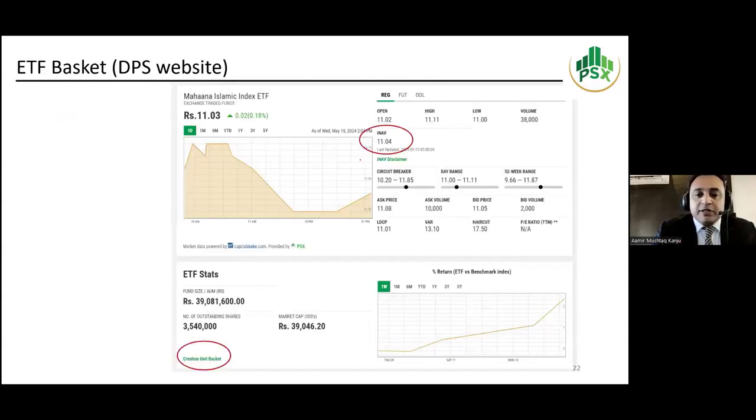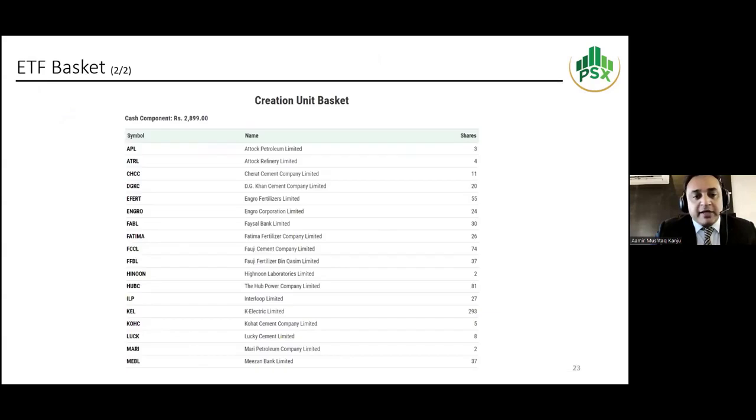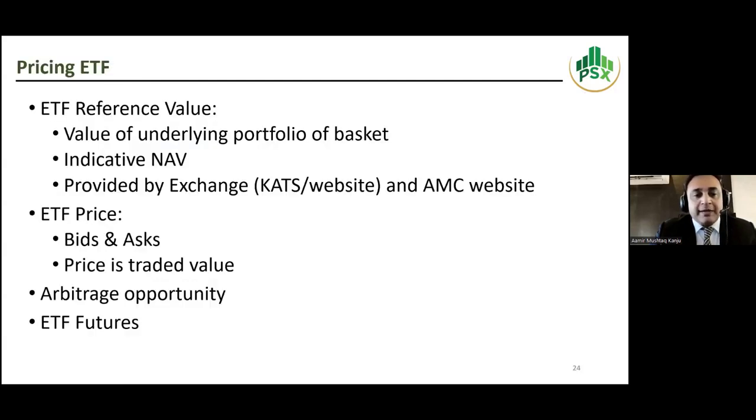In terms of disclosures, if you go to our DTS website and select any ETF, I have just selected the Mahaana Islamic ETF, where you can see the INAV price, that is the indicative price of the basket, available to you as an idea of how much this ETF should be worth. And you can also see here the basket of the portfolio this ETF fund invests in. So in case of Mahaana, we have somewhere around 30 underlying stocks which are Sharia compliant and can be taken exposure to by just buying a Mahaana Islamic ETF.